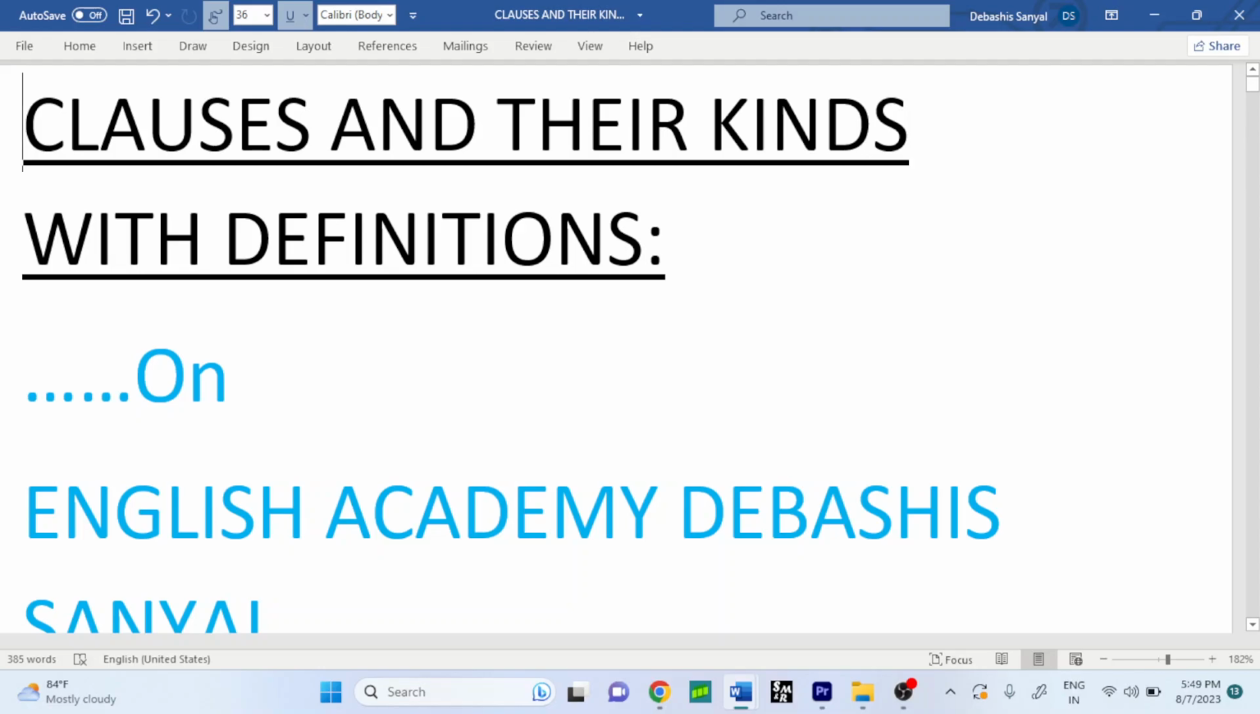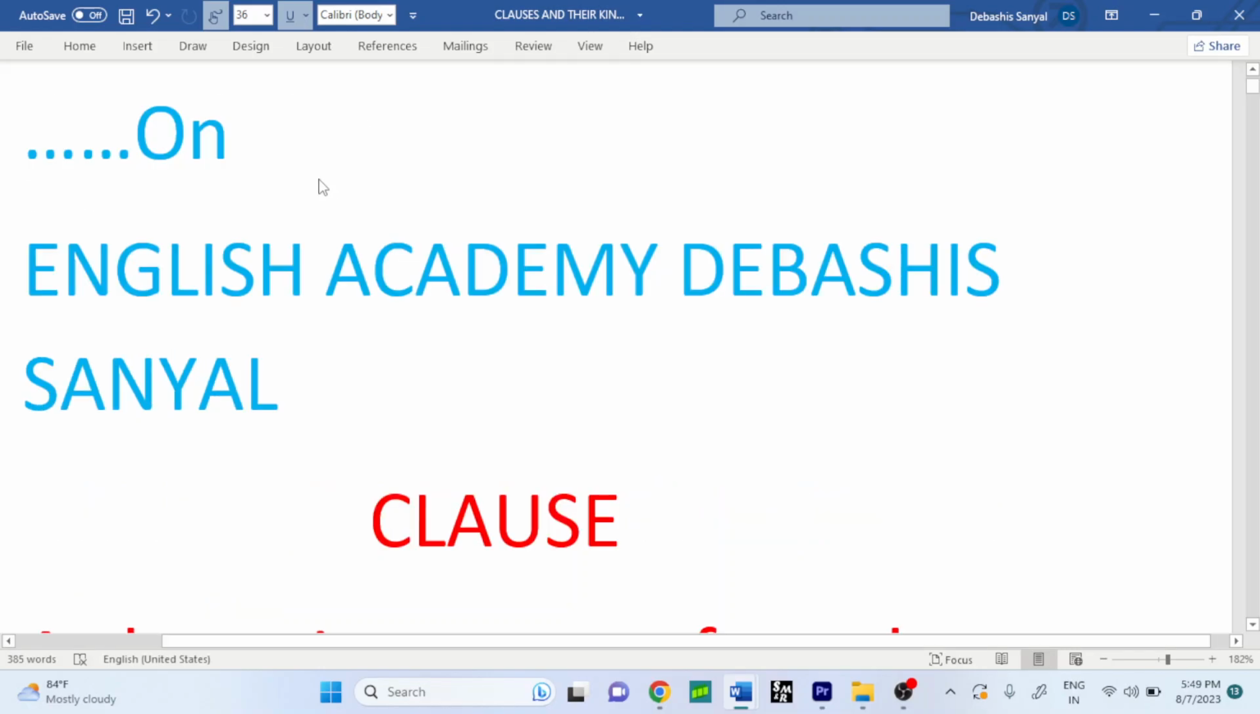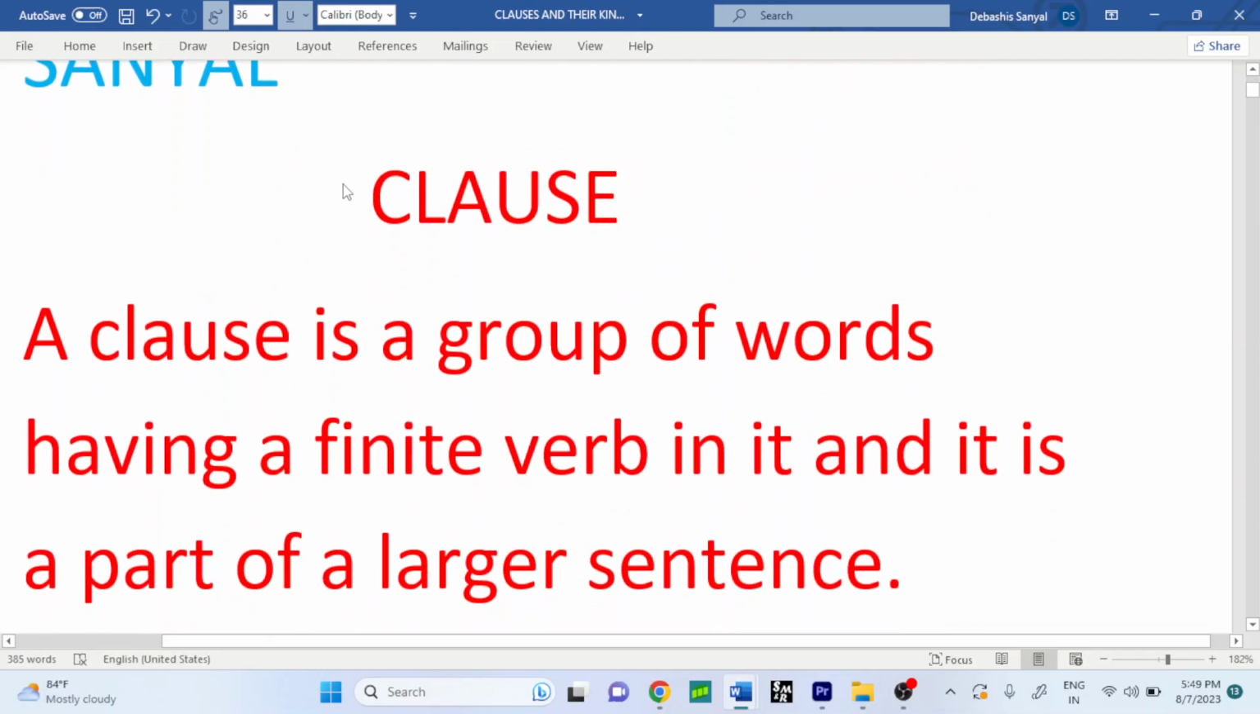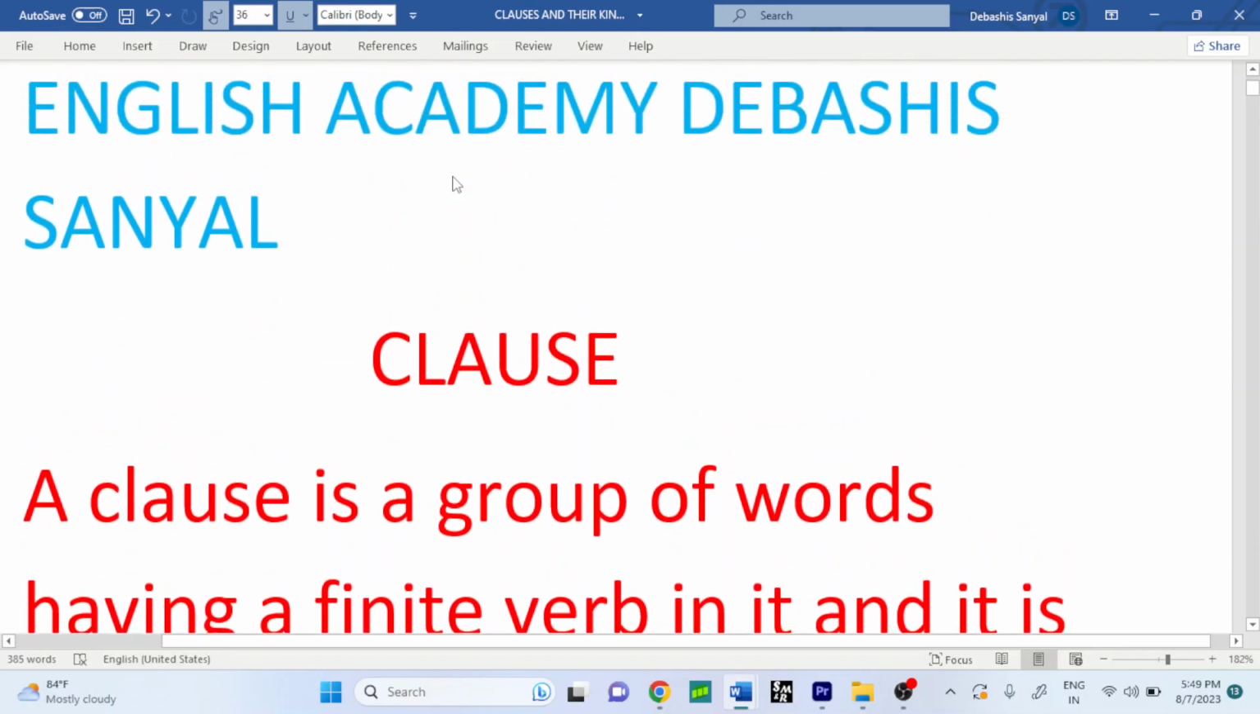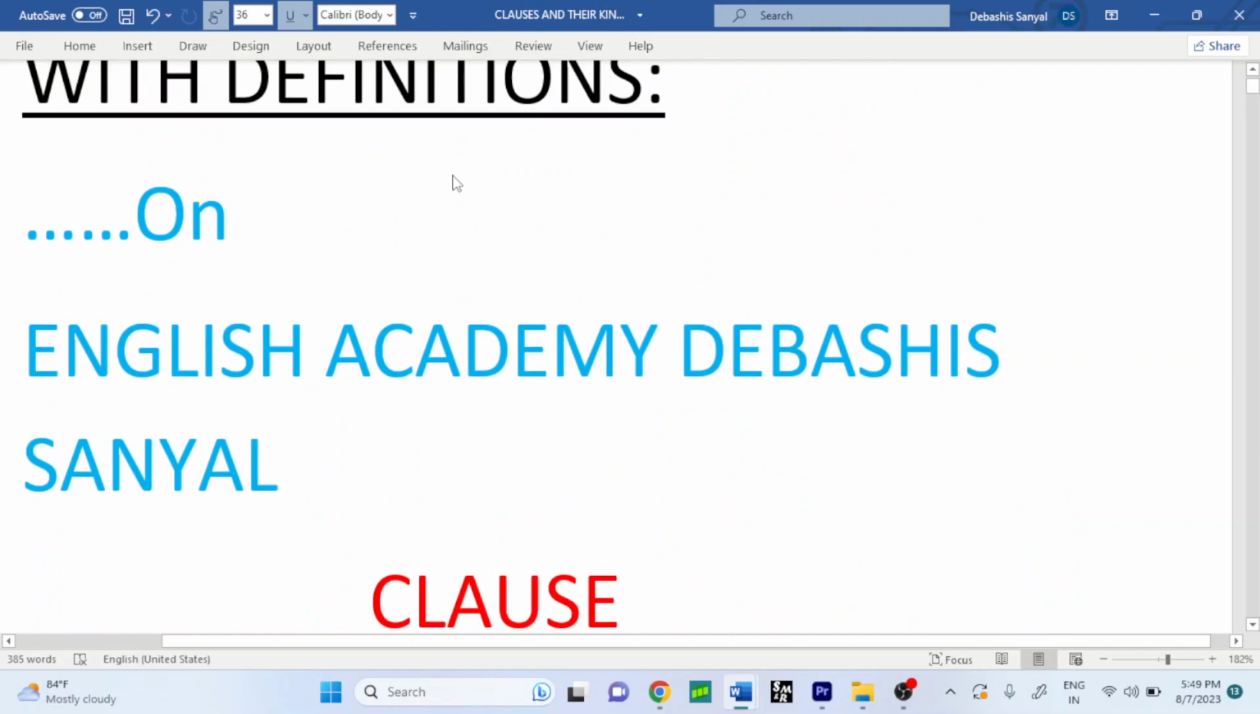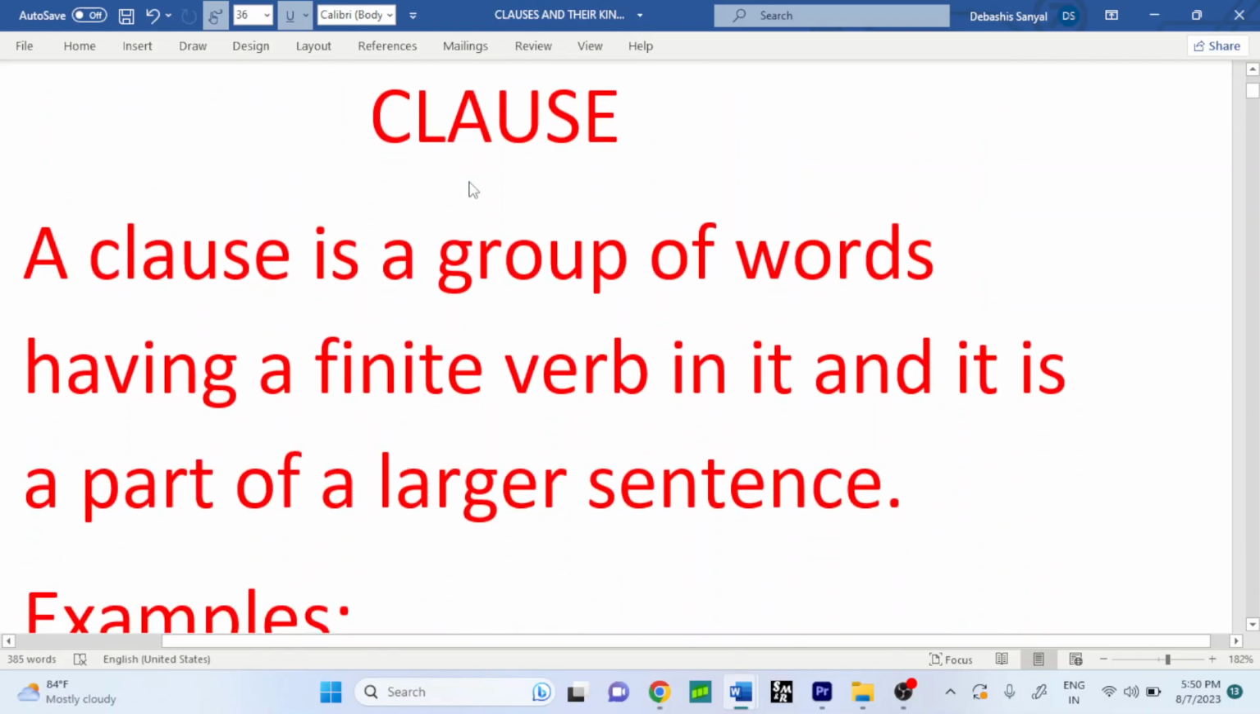Today I am going to start a new grammatical topic, and it's all about clauses and their kinds with proper definitions and examples. So let's start the class. See the very topic written here: clauses and their kinds with definitions. On English Academy Devashish Hannal, the very first one is clause. As we are discussing clause, we have to know the definition of clause.